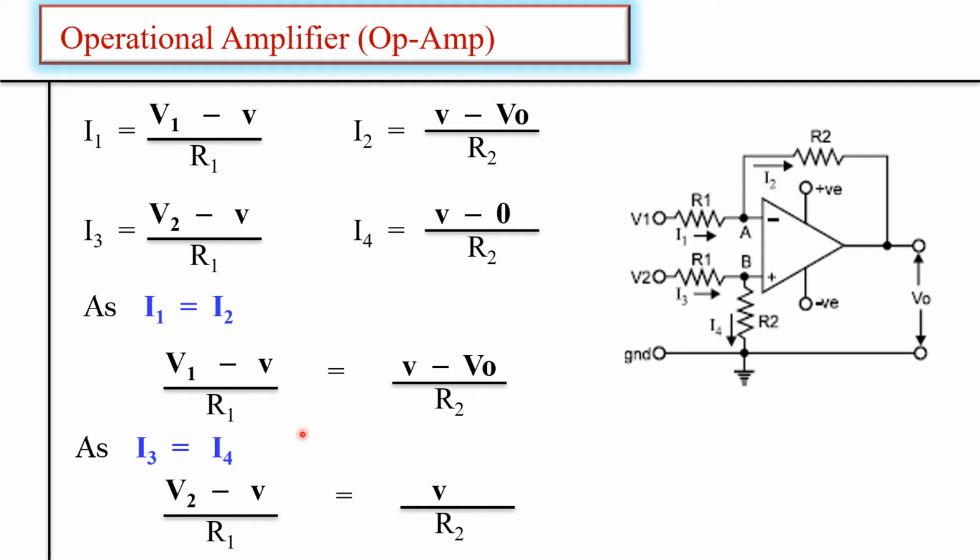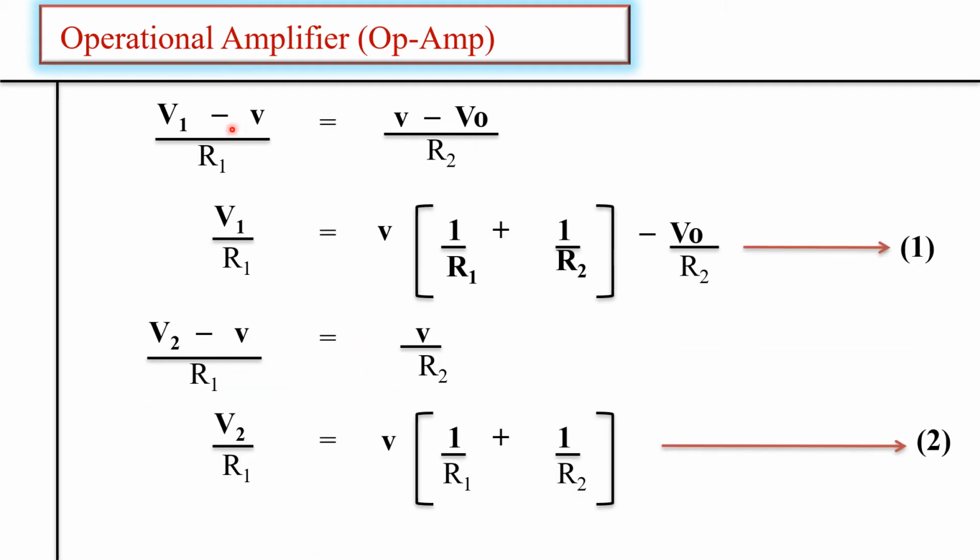So equating the left hand side and right hand side, your I1 was equal to I2, that is (V1 minus V) upon R1 equals (V minus V0) upon R2. So rearranging the terms, V1 upon R1 equals V times (1 upon R1 plus 1 upon R2) minus V0 upon R2. So we have taken V common. That is equation number 1.